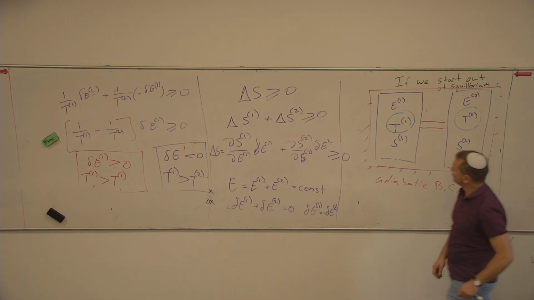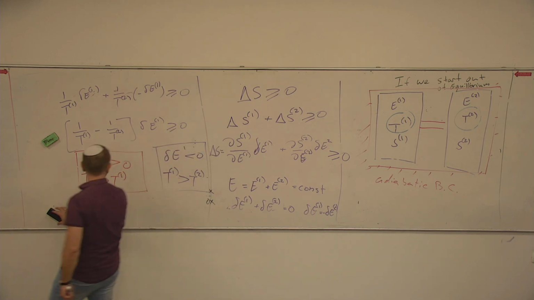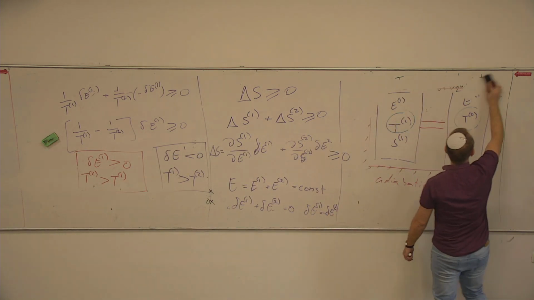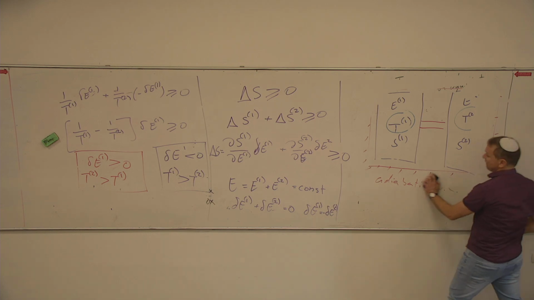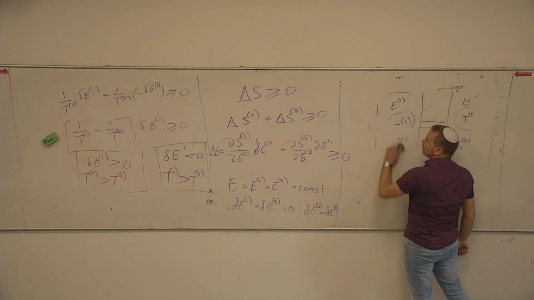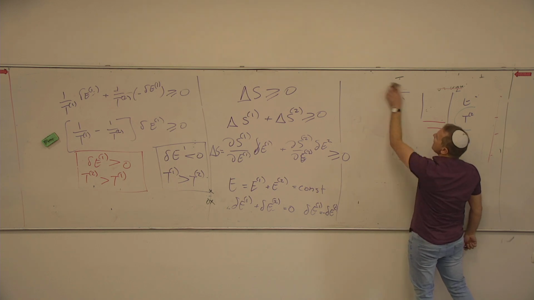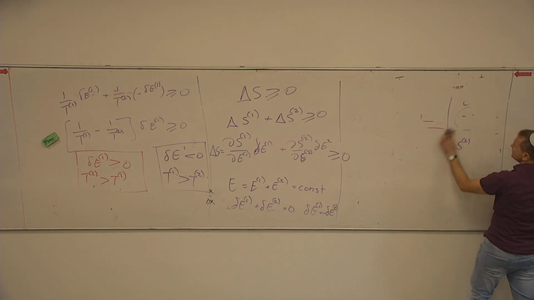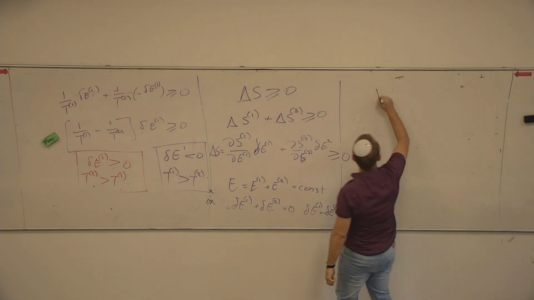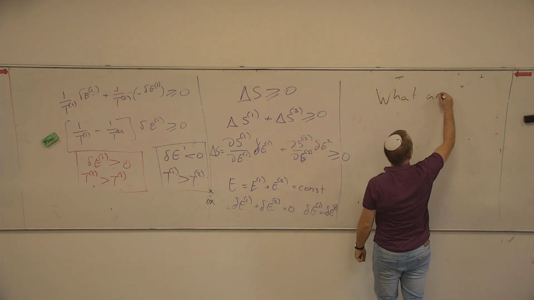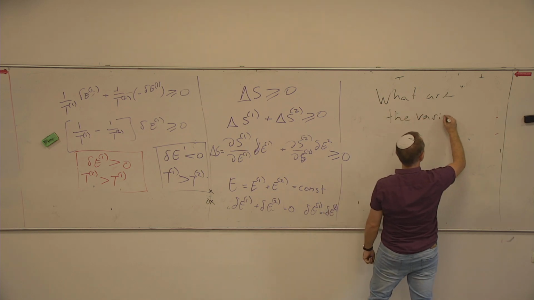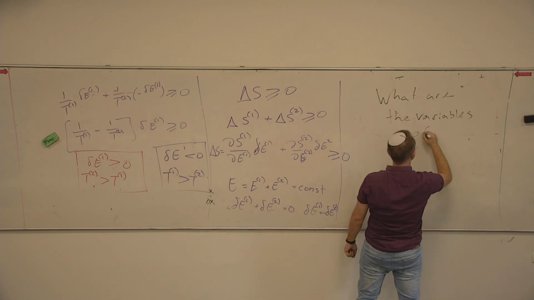What else I want to tell you about those variational principles? And it's actually related to the question that was raised beforehand. Why am I taking the derivative with respect to S and not with respect to T, and what exactly are the variables of the system? Okay. Question is, what are the variables of the system?